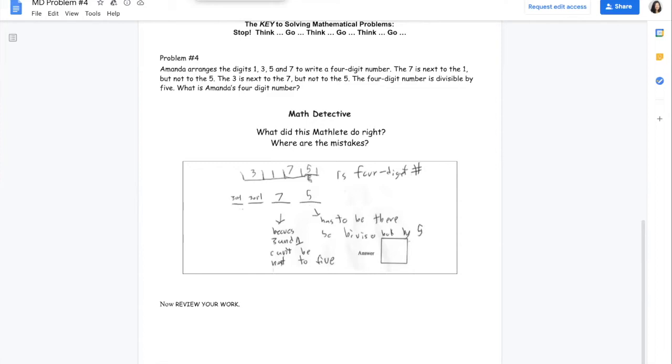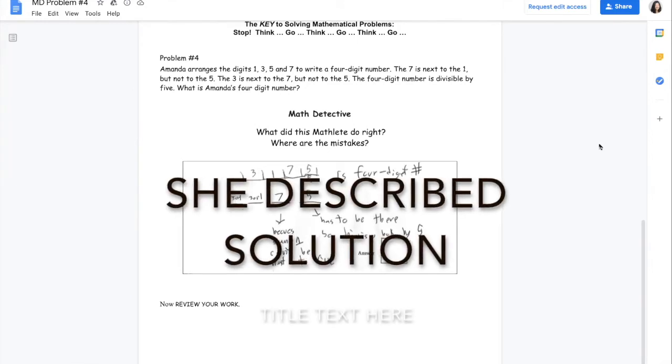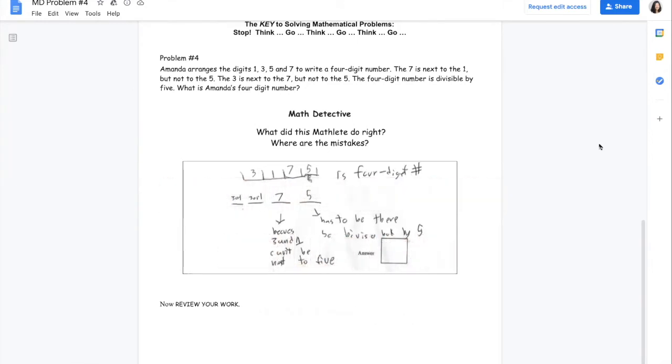What I would like you to do, Layla, is describe the work you see on the screen so we can try to figure out what did the mathlete do, what did they do correct, and if it is correct, great, and if there's a mistake, what's the mistake? Go ahead, Layla. The last is the 1 digit because it has to be divisible by 5. And then good, you got a good start.